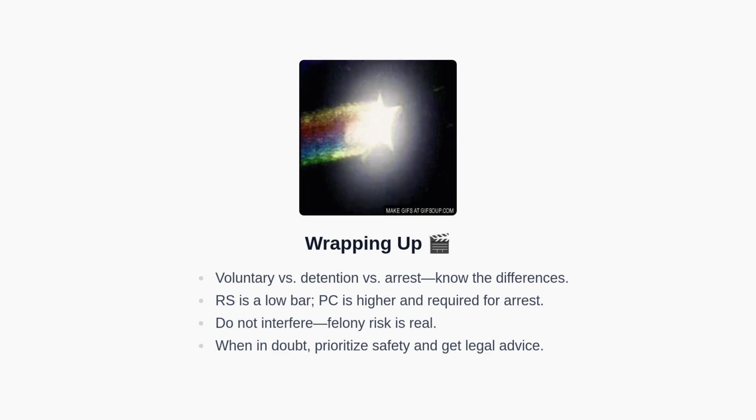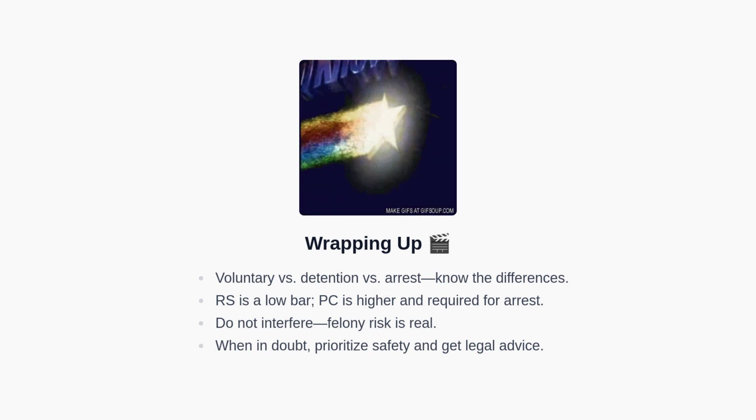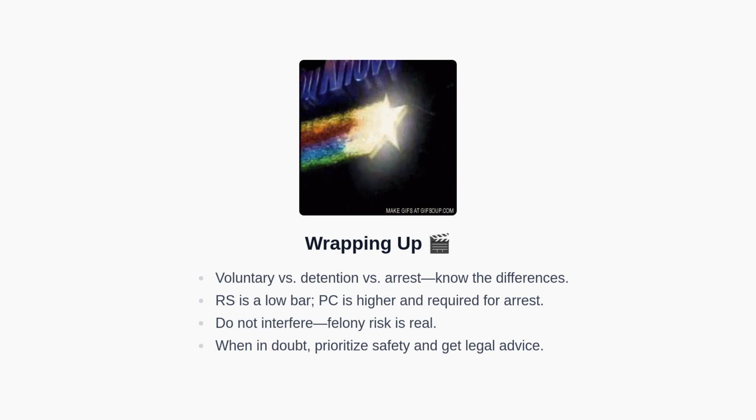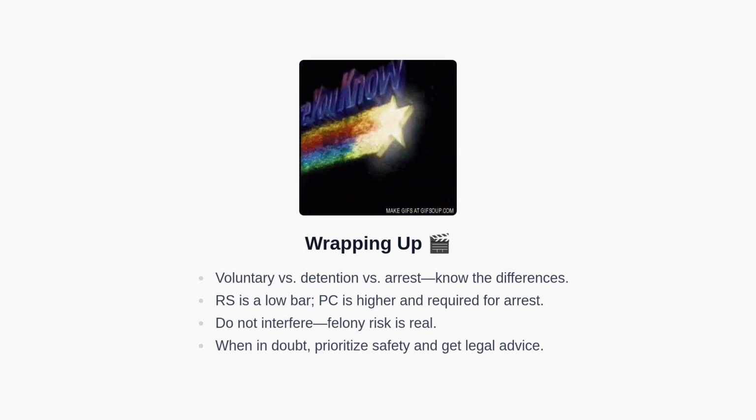To wrap up, distinguish clearly between voluntary encounters, detentions, and arrests. Remember that reasonable suspicion is a low threshold, while probable cause is higher and required for an arrest. Never interfere physically with federal operations because obstruction is a felony risk. When in doubt, prioritize safety, maintain distance, and seek legal advice.